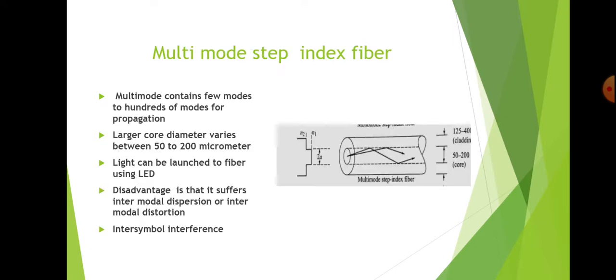Next is the multimode step index fiber. In the case of multimode step index fiber, the fiber may contain a few modes to hundreds of modes, since it supports that many modes for propagation along the fiber. Multimode fibers have a larger core diameter, so it is easier to launch optical power into the fiber. Light can be launched into the multimode fiber using a light emitting diode.